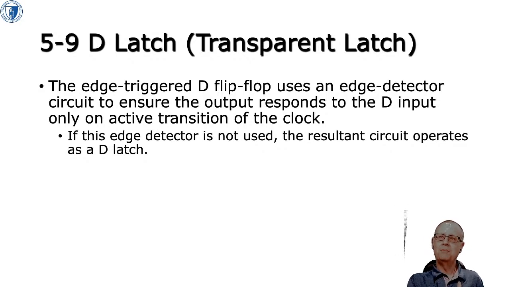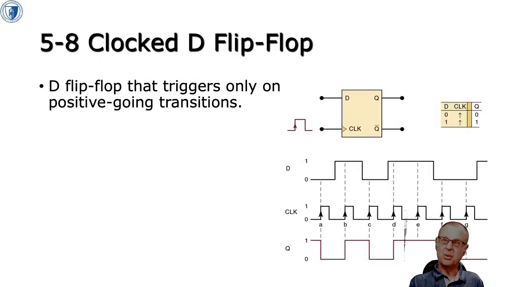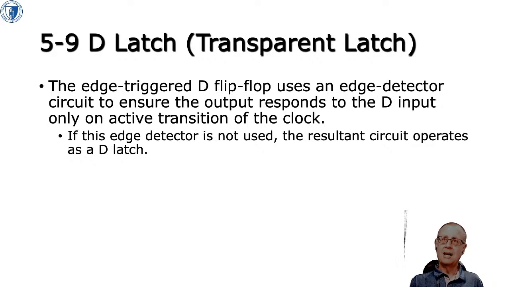Right, so the edge triggered D flip flop is one that transitions on that. In this case, there's no bubble on the D input, or on the clock input rather, so it transitions on the positive clock transition. But if that edge detector is not used, then it's a slightly different operation. It's called a D-latch. Right.